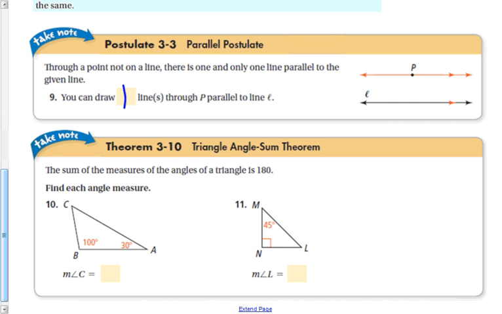Then theorem 3.10, the triangle angle sum theorem, says that the sum of the measures of the angles of a triangle is 180. So to find the missing angle, we just take 180 minus the other two angles. This is a 90, so 180 minus 135 is equal to 45. So that's the triangle angle sum.